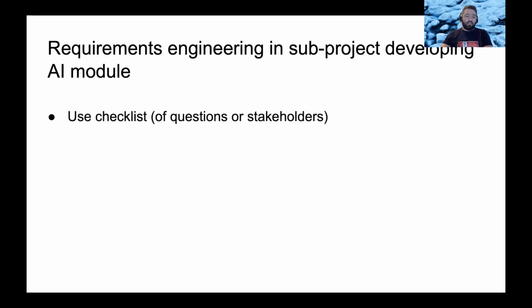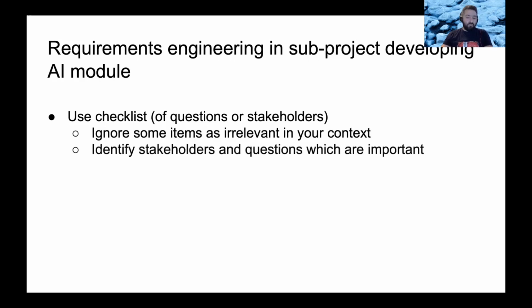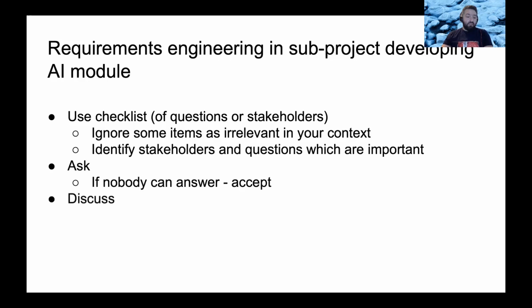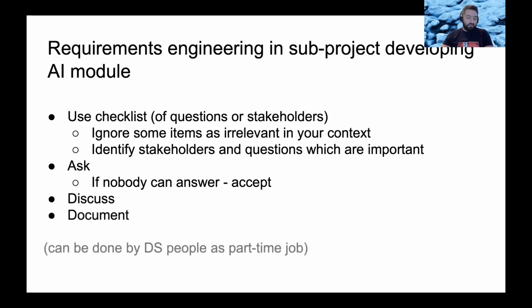It basically has a few steps. Use checklists. I will present some. Going through the checklist, ignore most of the items as irrelevant for your context. Identify stakeholders and questions which are important to ask. Ask the questions. If nobody can answer the question now, accept it. Discuss if the requirement is put in the right way, and document it. This is something you can do as a data science practitioner as a part-time job.